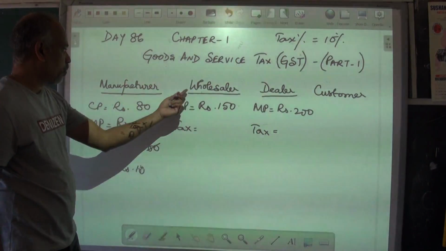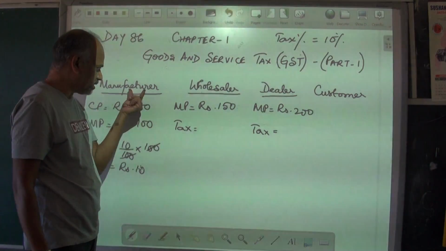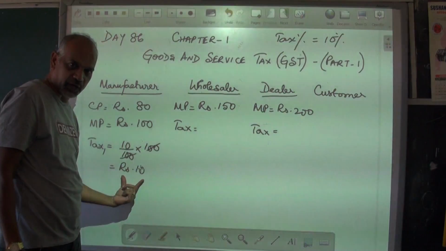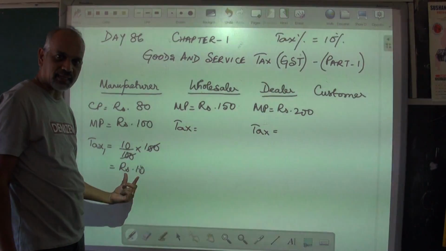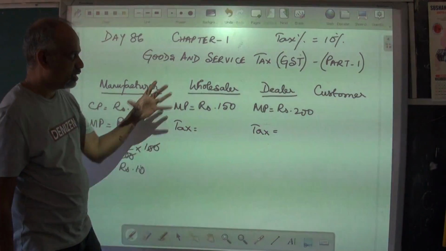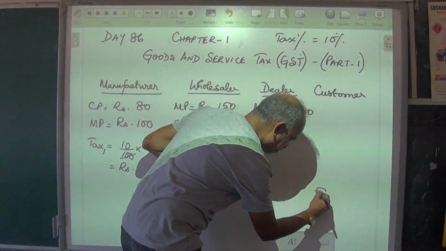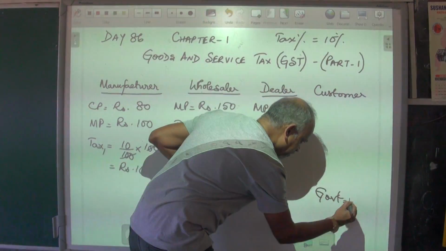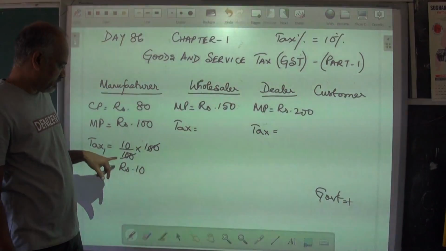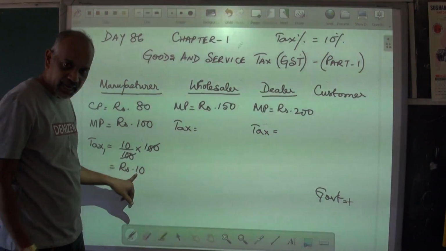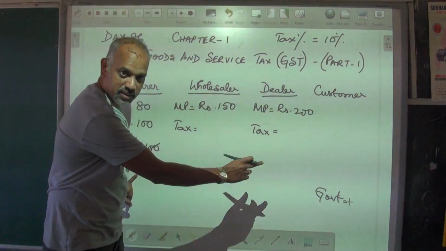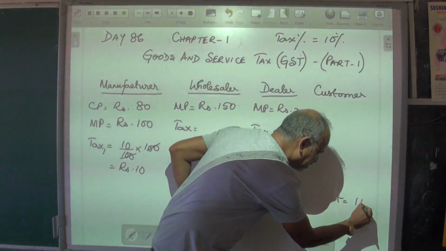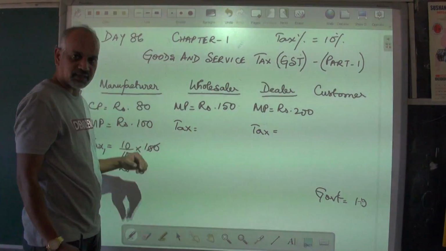Now, what the manufacturer does is he collected a tax of 10 rupees. He sends that tax to the government. Okay. Now, let's keep the government separate. Now, the manufacturer sent 10 rupees to the government. Okay. So, government has received 10 rupees from the manufacturer.